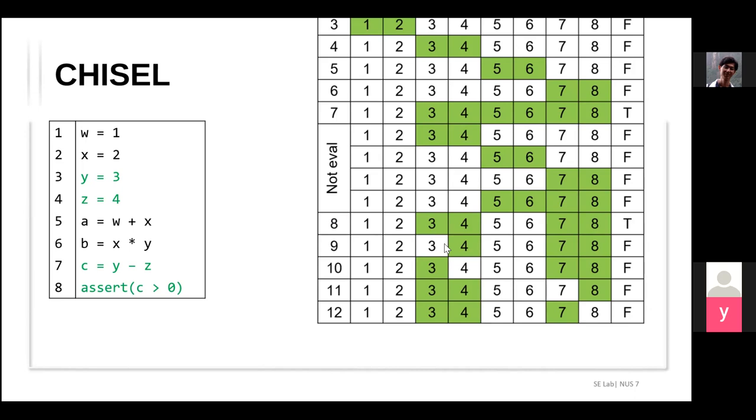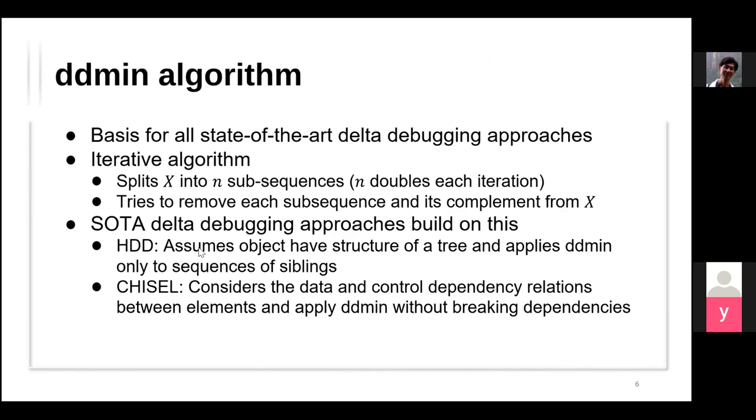So we'll be running through a more effective method later, which is the idea behind probabilistic delta debugging. But before that, just to run through some of the state-of-the-art delta debugging approaches that are built on DDmin is HDD, which is hierarchical delta debugging, which assumes that the objects themselves have the structure of a tree.